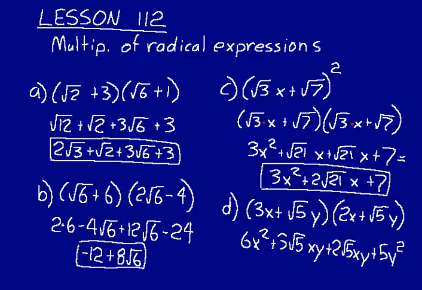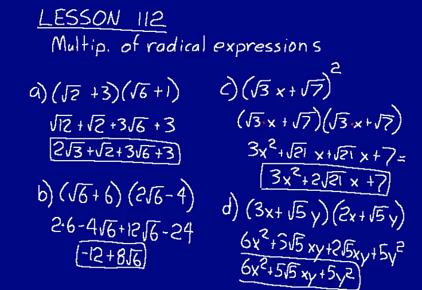Okay, so we can simplify that by adding those middle 2 terms together, because those are like terms. And so we'll end up with 6x squared plus 5 times the square root of 5xy, and then plus 5y squared on the end. And so there's the expanded form of those two binomials.